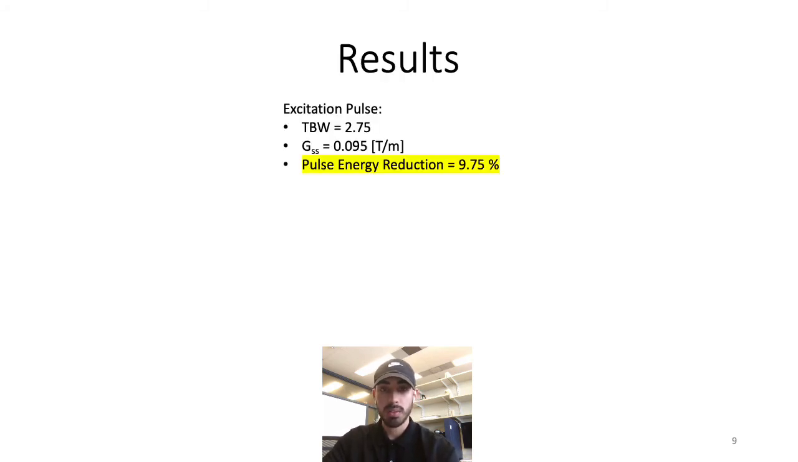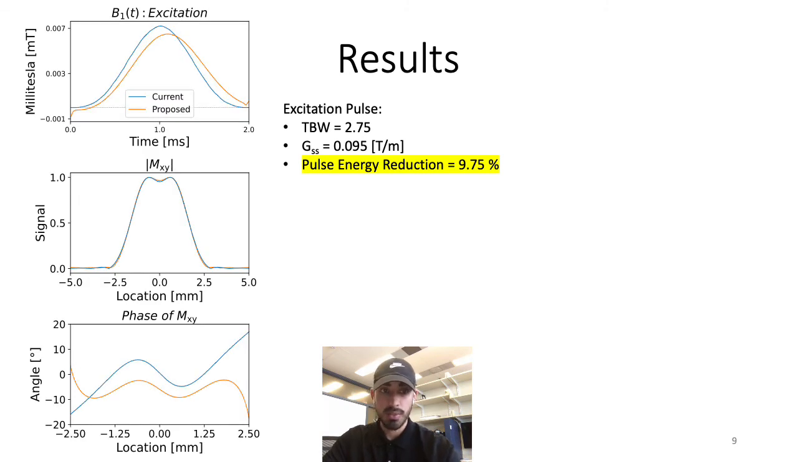So now for my results. My results are two pulses, an excitation and a refocusing pulse. For the excitation pulse, I had a time bandwidth product of 2.75, a gradient strength of 0.095 Tesla per meter, and a pulse energy reduction of 9.75%. As you can see, the phase is more linear, and we replicate the slice parameters.